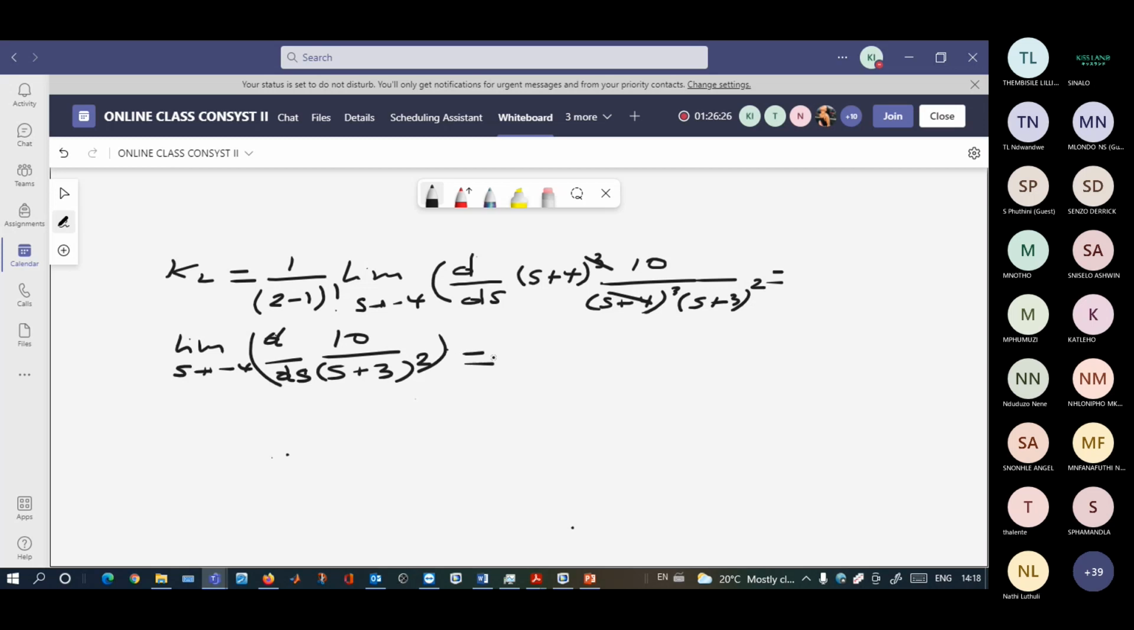So this is going to be equal to what? This square going to be times that one going to be 20. Is it right? Yes, it's going to be 20 times what? s plus 3 squared. This is going to be power what?